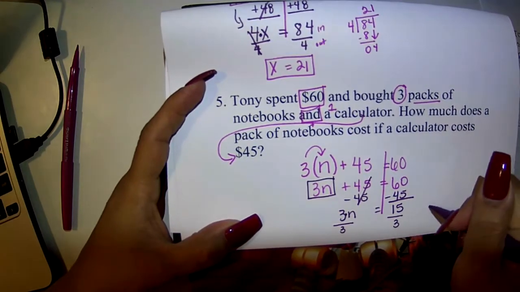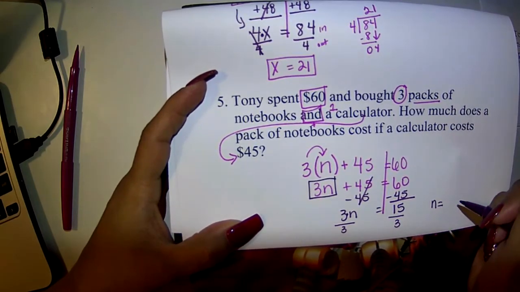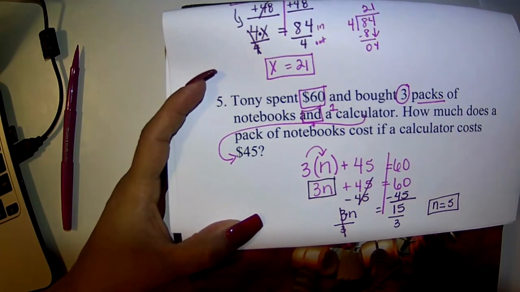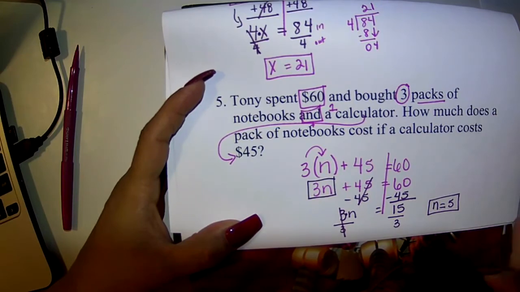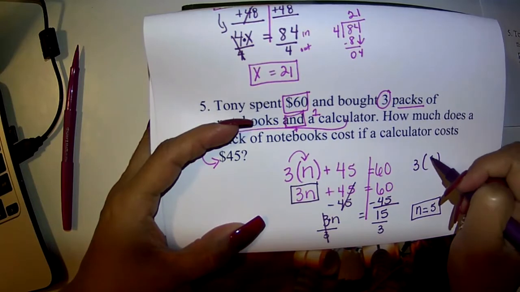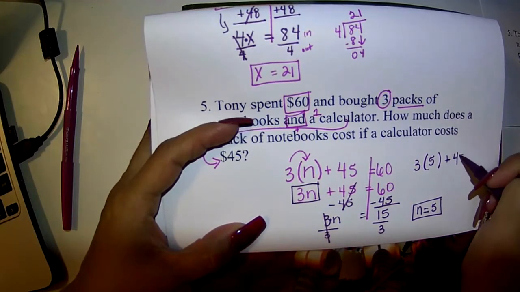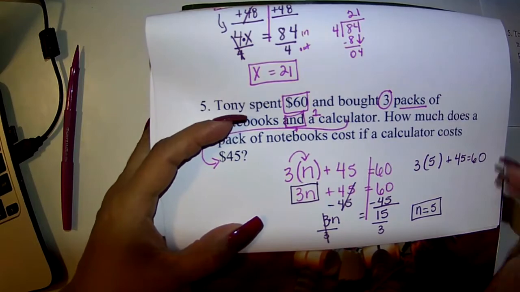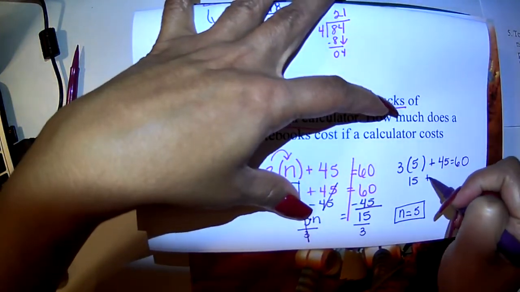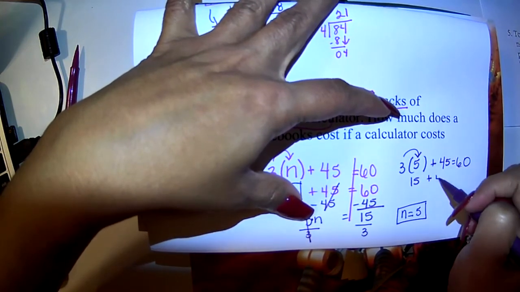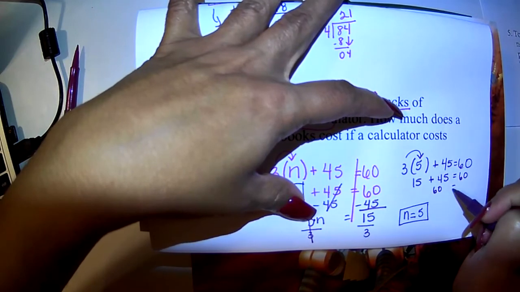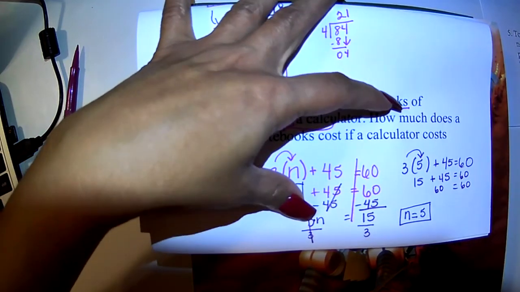Okay, and I'm going to go ahead and write over here to the side since I'm running out of space. That cancels out, and N is equal to 5. Okay, so I have 5. Let's check ourselves, all right? So I'm going to put 3, remove the N, and put 5, plus 45 is equal to 60. Okay, so then I have 3 times 5 is 15, right? I just multiplied. Plus 45 is equal to 60. And I know, in fact, this is equal to 60, which matches, and my answer is correct.